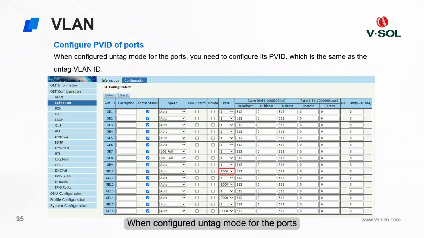When untag mode is configured for the ports, you need to configure its PVID, which is the same as the untag VLAN ID.